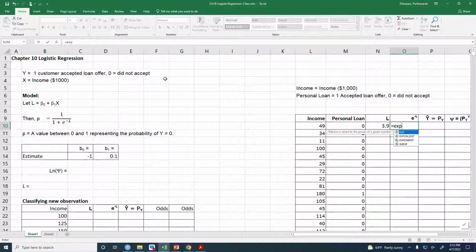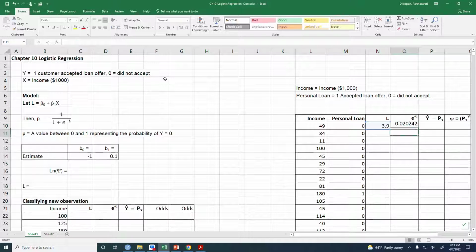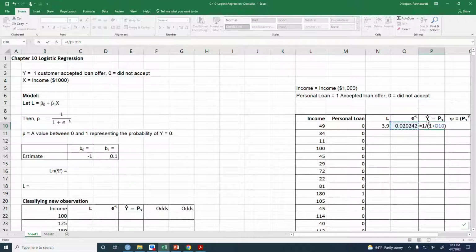Then we can compute from L e to the power of minus L. Then our probability P is going to be 1 over 1 plus that. So 1 over 1 plus e to the power of minus L. So we did L, then we computed e to the power of minus L, then we have 1 over 1 plus e to the power of minus L. That's our y hat, or that's the P of y.